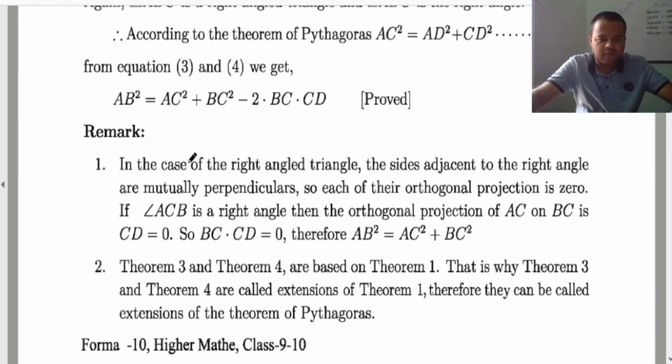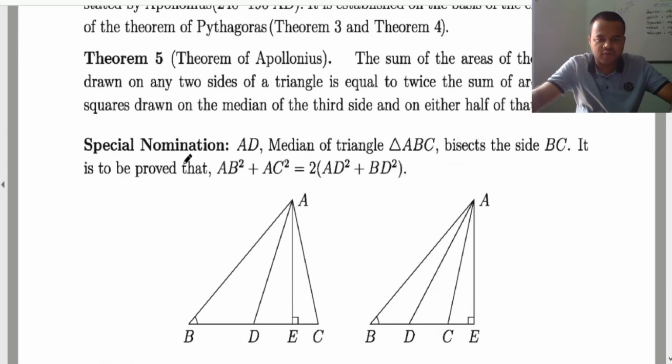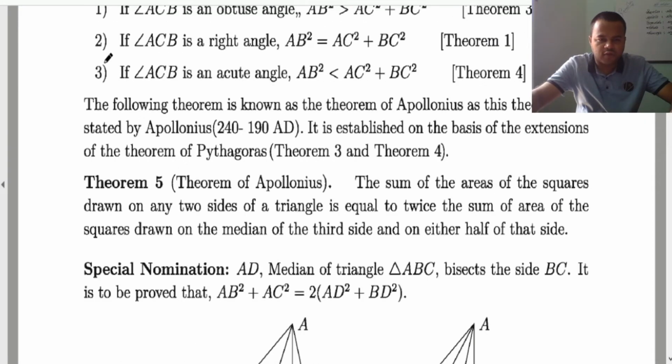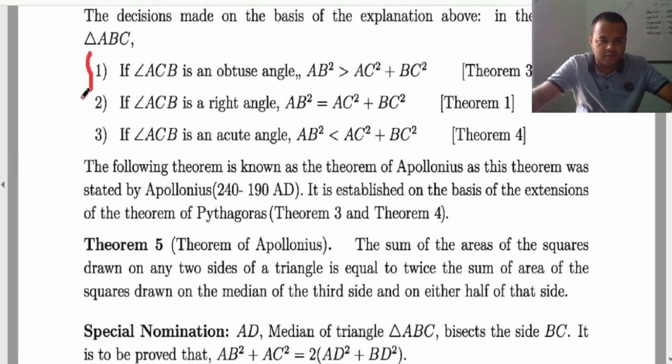Theorem 5 is the combination of theorem 3 and 4. Now look at these conditions. In a triangle ABC, if the angle ACB is an obtuse angle, then AB square is greater than AC square plus BC square. For a right angle triangle, AB square equals AC square plus BC square, and for an acute angle, AB square is less than AC square plus BC square.